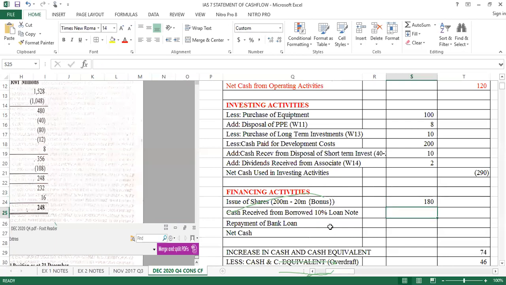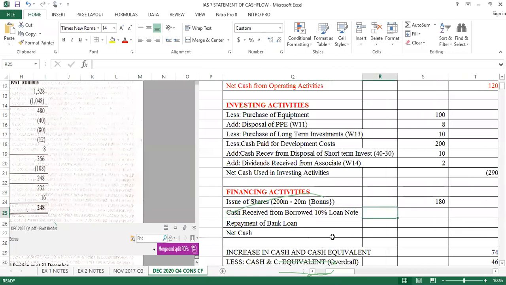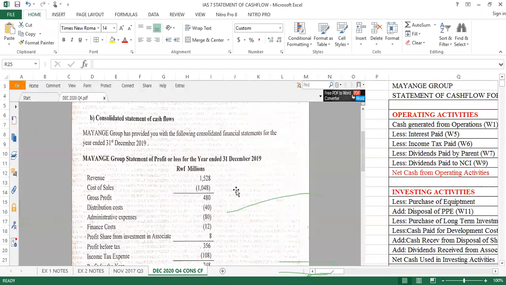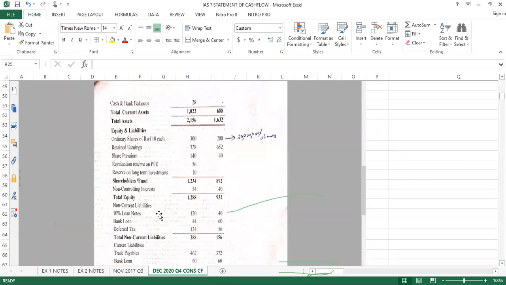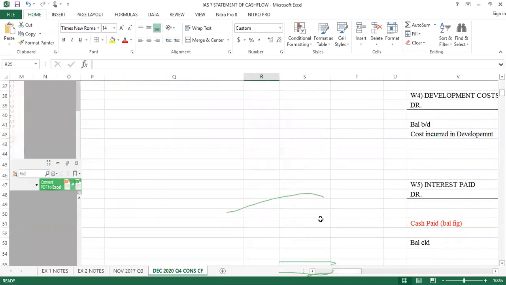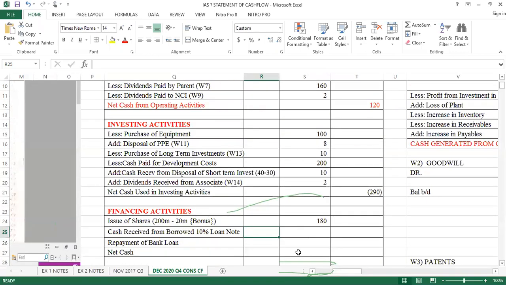Oh, we still have something. Cash received from borrowed. This one is also not complicated. We can just calculate it directly. So we can also calculate cash received from 10% loan notes. Where is it? Loan is non-current liabilities. So loan is from 40 to 120. You can see the loan increased from 40 to 120. So 120 minus 40 tells us we received a loan of 80.